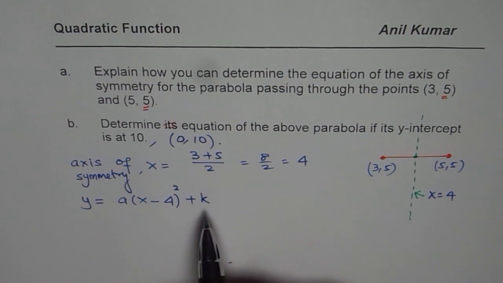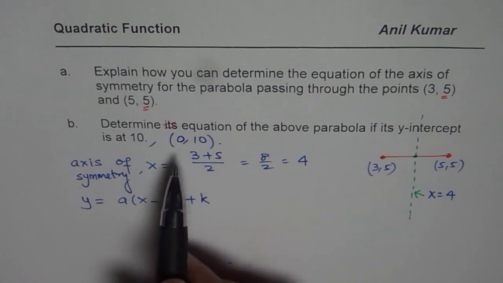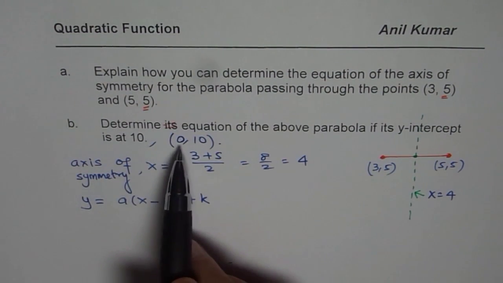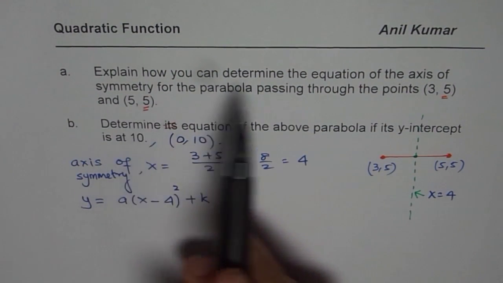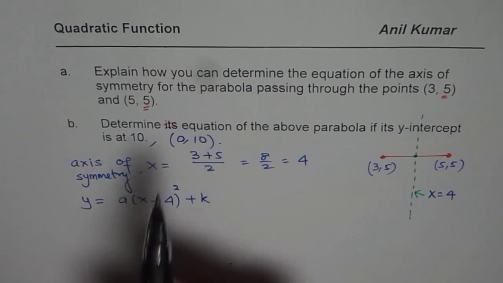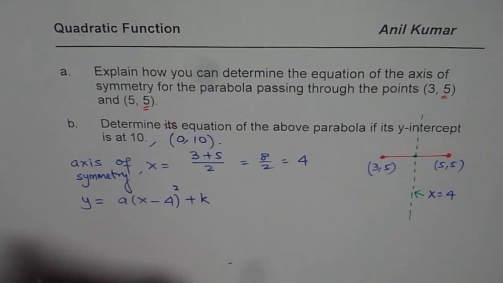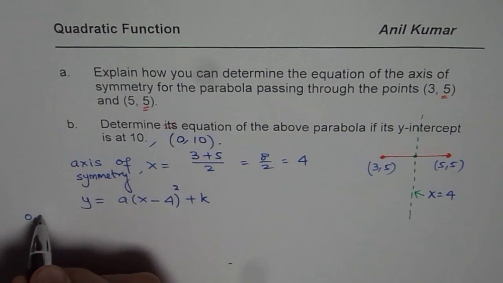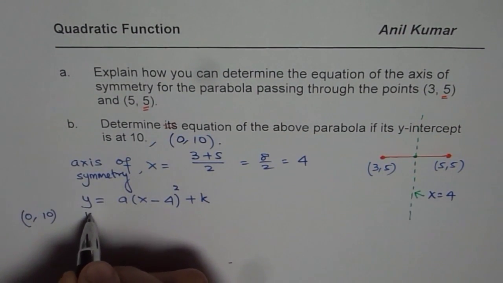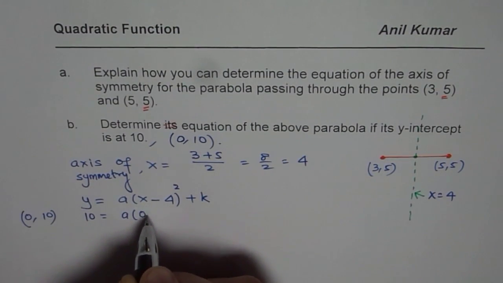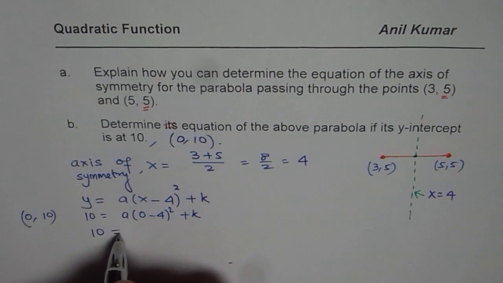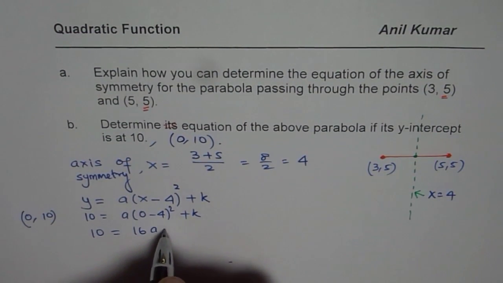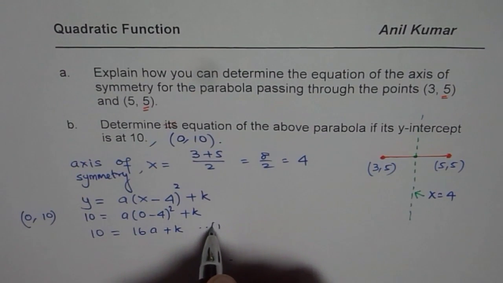Now, what we can do here is write down one equation by substituting a point. The second equation we can write using the already given points, one of them, right? So let us use these 2 points. First equation, let me write using 0 for x and 10 for y. So we get 10 = a(0 - 4)^2 + k. So that gives us 10 = 16a + k, right? So that is one equation we have.